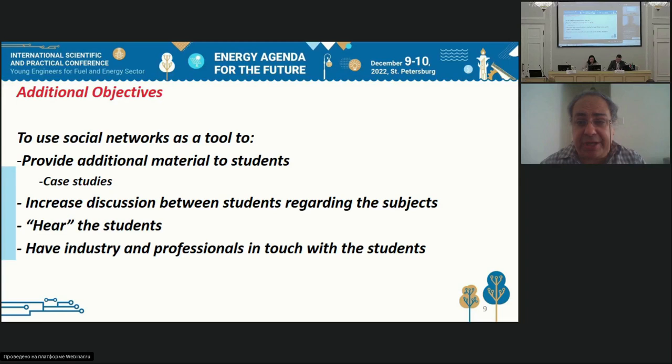Since I cannot live with the students 24 hours a day, maybe if I can hear indirectly through the interactions in social networks, I could understand how they are studying and how they are dealing with the material and the subjects. And of course, I also managed to bring industry and other professionals into contact with the students, so they could discuss with other professionals, which is sometimes difficult.